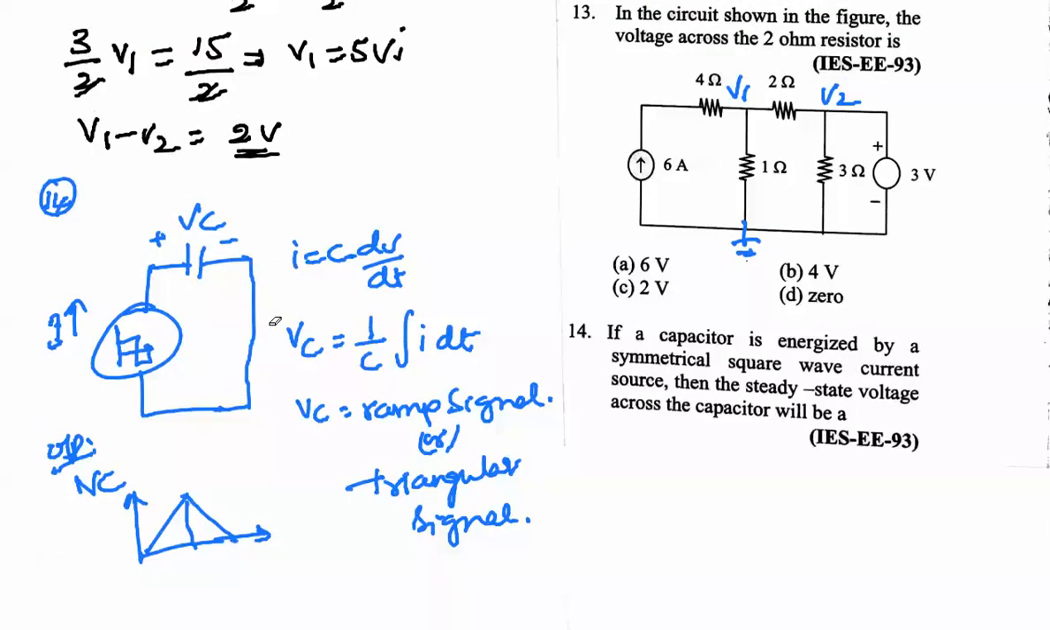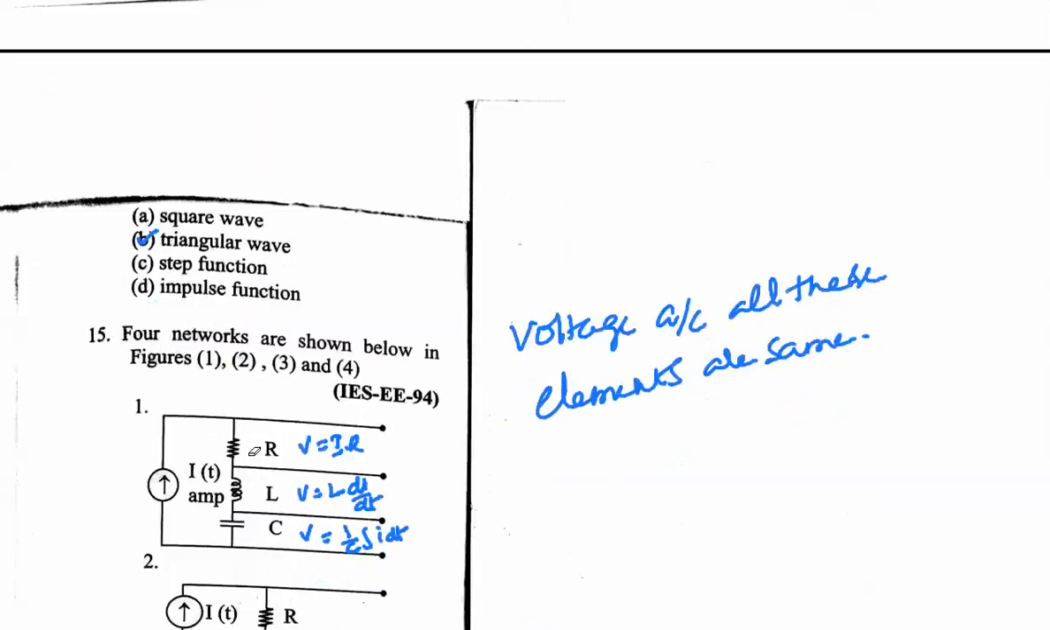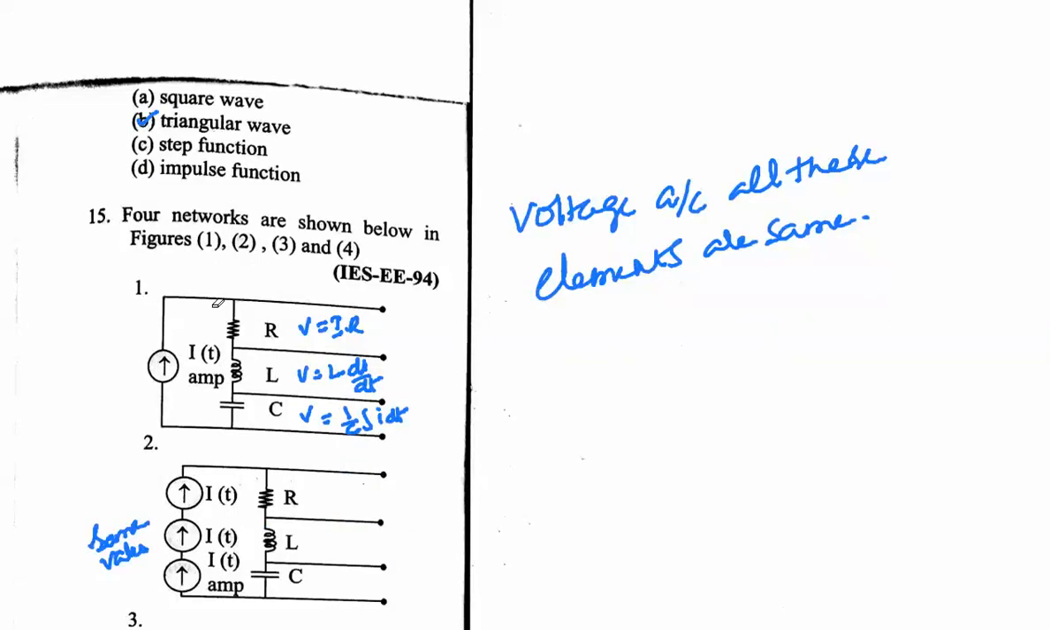Next, if a capacitor is energized by a symmetrical square wave current source, the steady state voltage across the capacitor will be. We know that I is equal to C into dV by dt, so Vc is equal to 1 by C into the integration of I dt. The integration of a square wave gives rise to a ramp or triangular signal. The capacitance voltage Vc will be like this, and the answer will be a triangular wave or ramp wave.